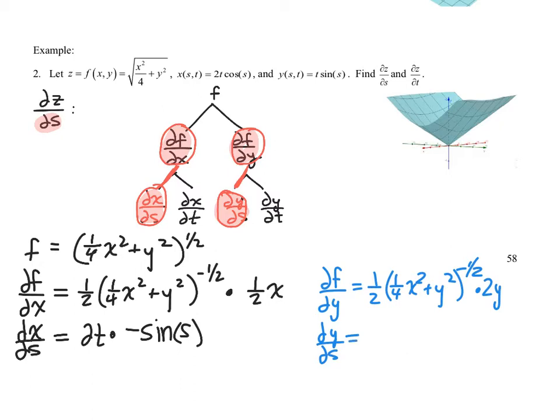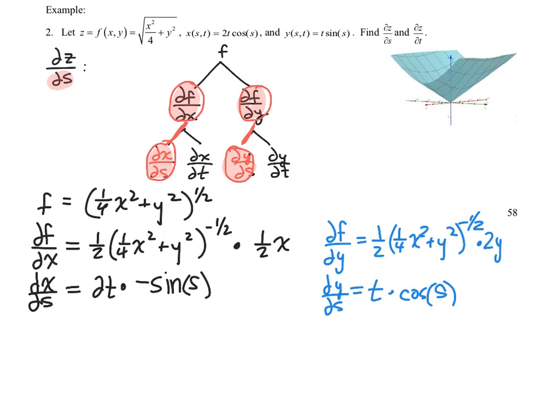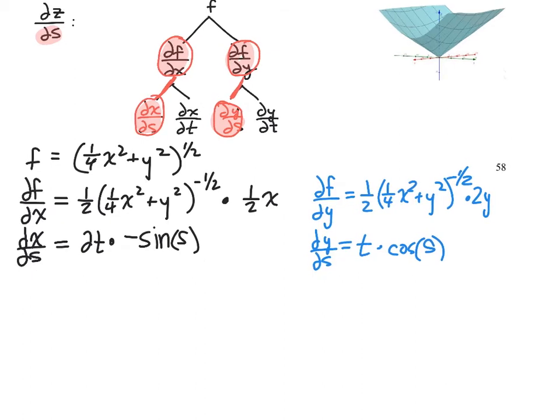Partial y with respect to s: taking my y function, t is a constant multiplier, and sine of s has the derivative of cosine of s, so t times cosine of s. So what I need to do now is really what I did before, it's a little beefier. I have to multiply together and then add the results.